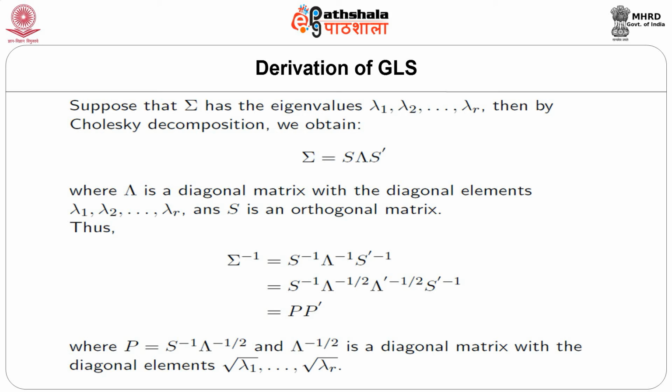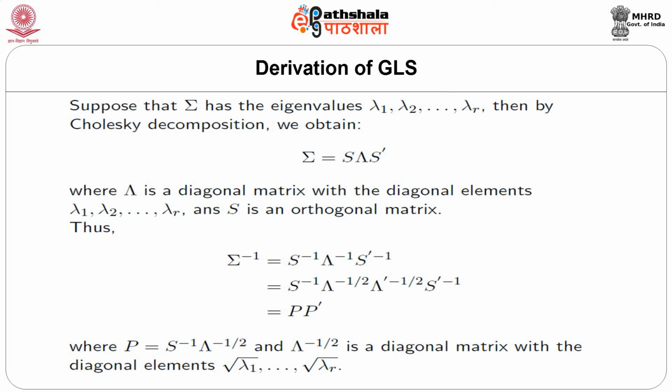Suppose the linear model is given by y equals x beta plus epsilon, where variance of epsilon equals sigma square times capital sigma, and that capital sigma has eigenvalues lambda 1, lambda 2 and lambda r, where capital sigma is the matrix with unequal variances for the error terms. Now, by Cholesky decomposition, we can decompose the capital sigma matrix as S lambda times S prime, where lambda is a diagonal matrix with the diagonal elements equal to lambda 1, lambda 2, lambda r, which are the non-zero eigenvalues of capital sigma, and S is an orthogonal matrix.